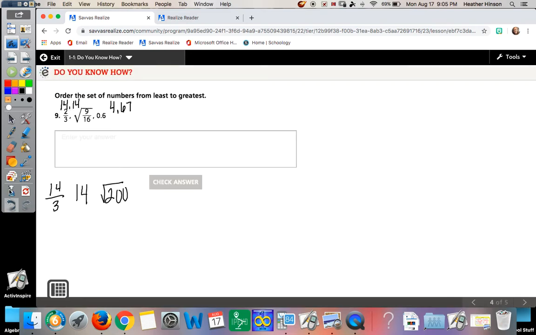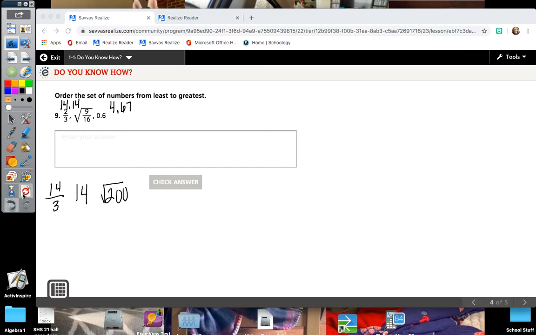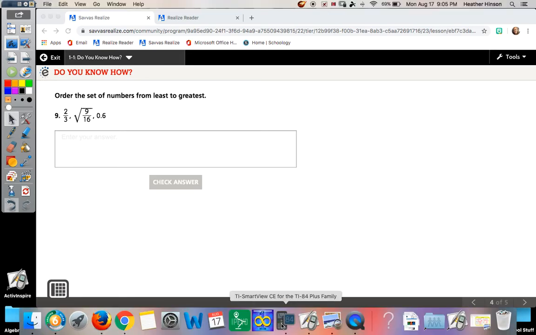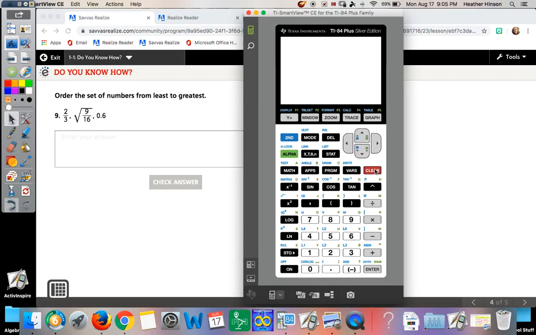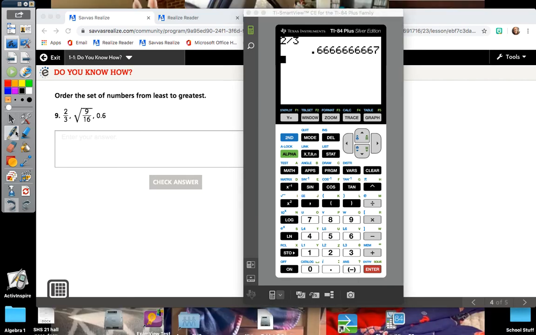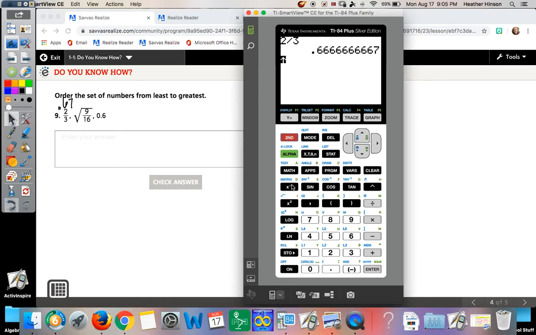Okay, number 9. Again, let's change these to decimals. Just put them in your calculator. So 2 divided by 3 to change it to a decimal is going to be 0.67 if you round it off. Square root of 9 over 16. Again, we don't need to put it in as a fraction because we just want to get that decimal. So 9 divided by 16 in the square root. So 0.75.